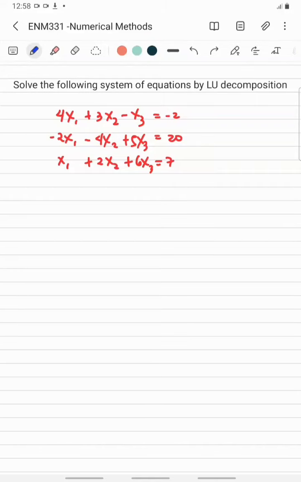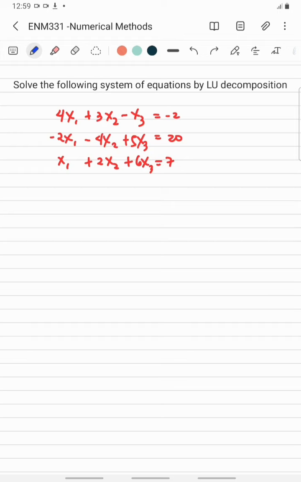We will solve this problem. This is an example of a system of linear equations. We will solve this using LU decomposition. We have here three equations with three unknowns: x1, x2, and x3.